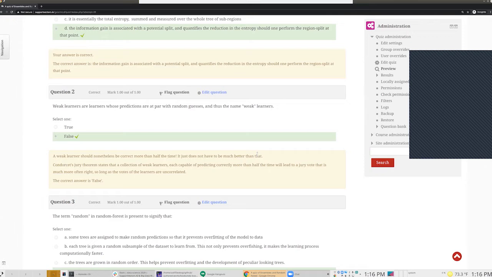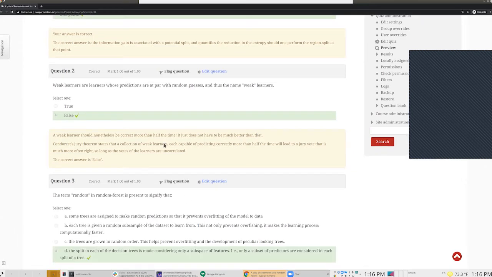You can't have a bunch of people who are just making clueless guesses and therefore get a good idea by taking an ensemble, isn't it? So that's a point. It is not random guessing. They have to be at least right half the time.